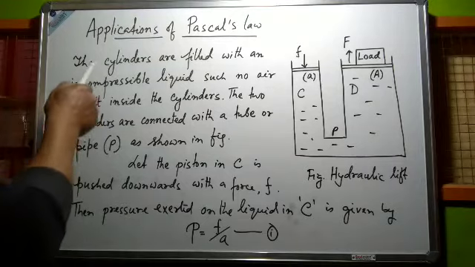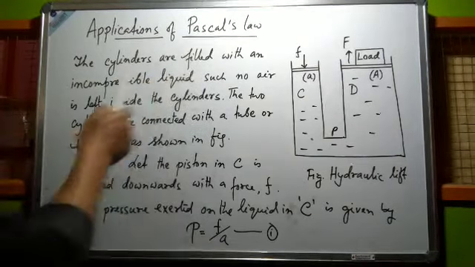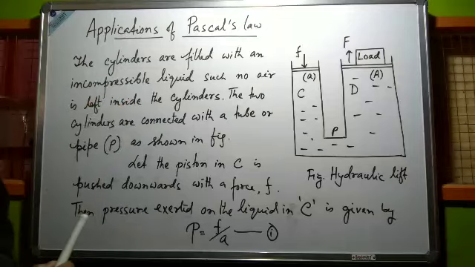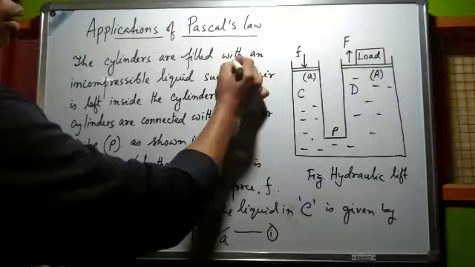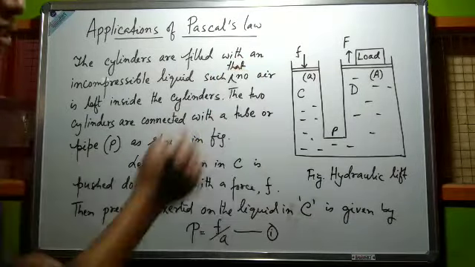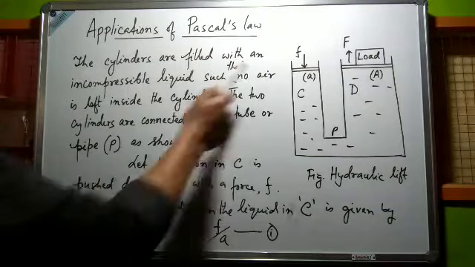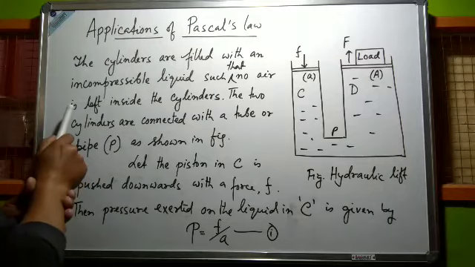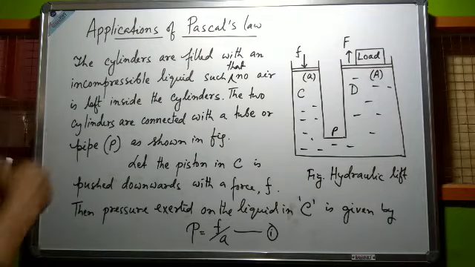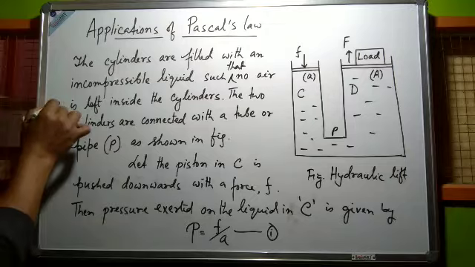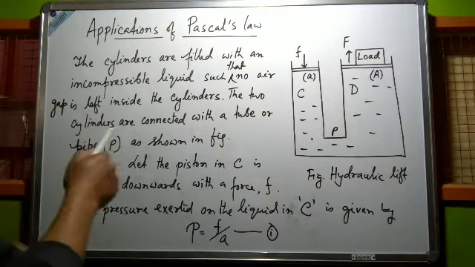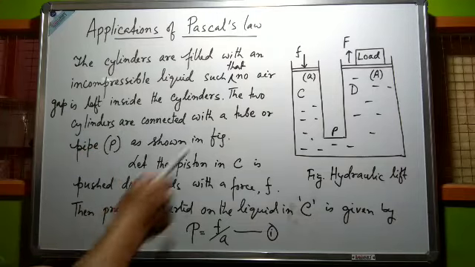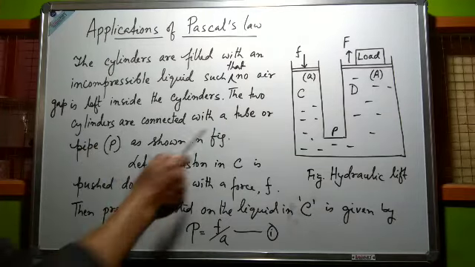Next we write like this: the cylinders are filled with an incompressible liquid such that no air gap is left inside the cylinders. The two cylinders are connected with a tube or pipe P as shown in the figure.